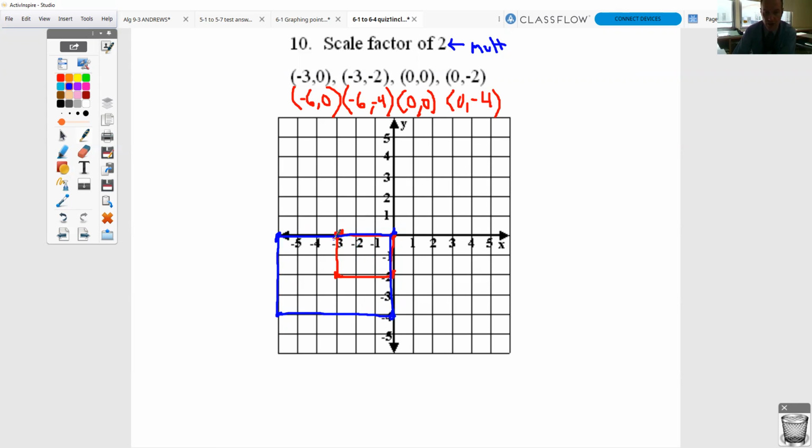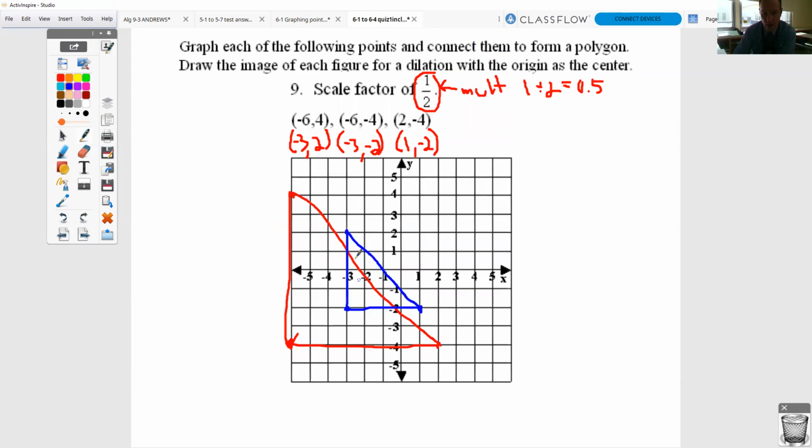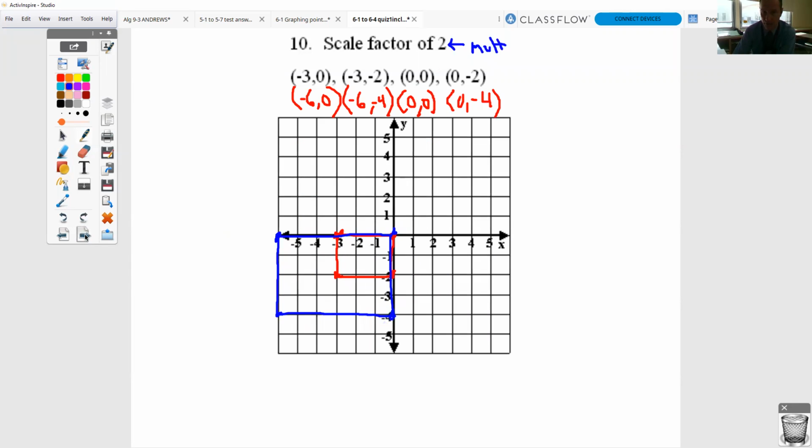So notice that our original rectangle was 2 by 3. And now our new rectangle is 4 by 6 because we multiplied by 2. It's double the size of the original, where our previous one we multiplied by 1/2, so it was half the size of the original. Be very careful. A common mistake is to only graph one of them. Remember, you have to graph both of the pictures. So all of these lessons come from 6.1 to 6.4. Please make sure that you're very, very careful with the points that you graph.